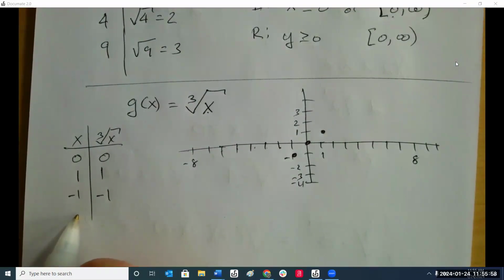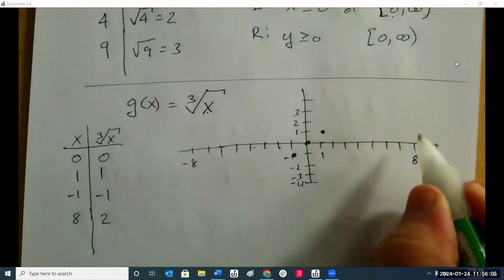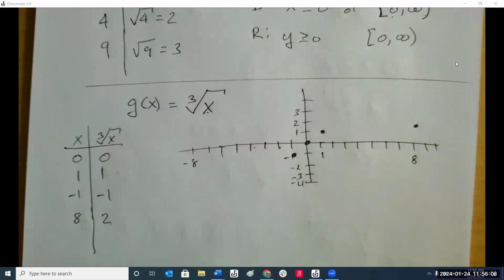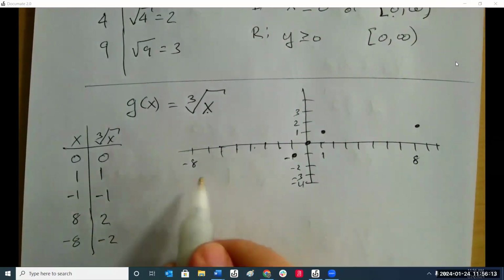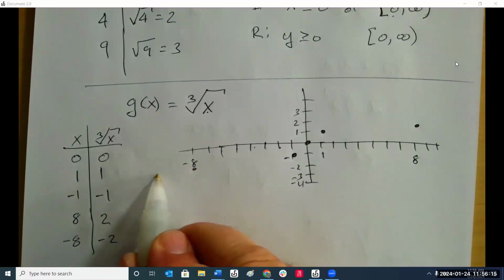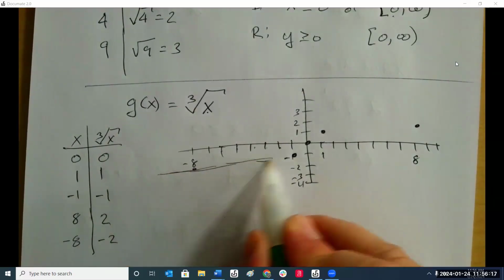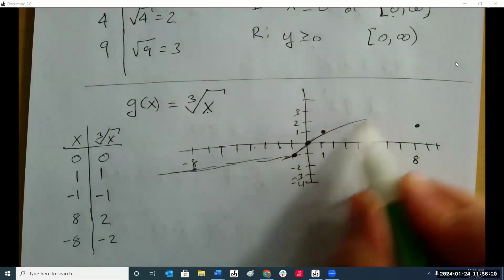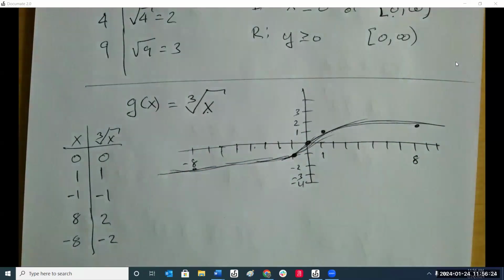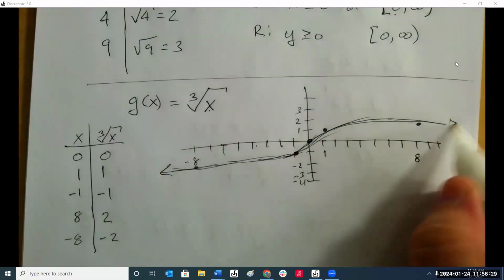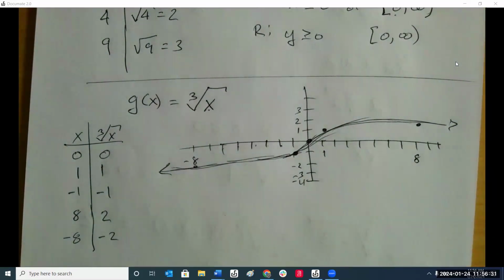When x is 8, cube root of 8 is 2. And of negative 8, negative 2. So the graph of this one looks something like this, a stretched out S. And it goes on from negative infinity to positive infinity. Up and down and around.